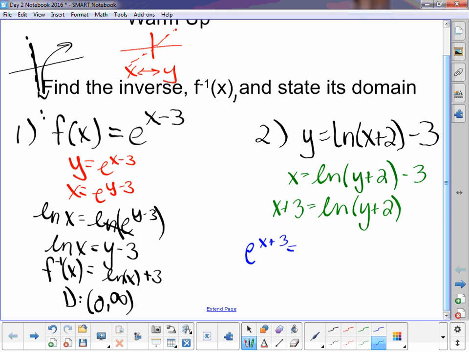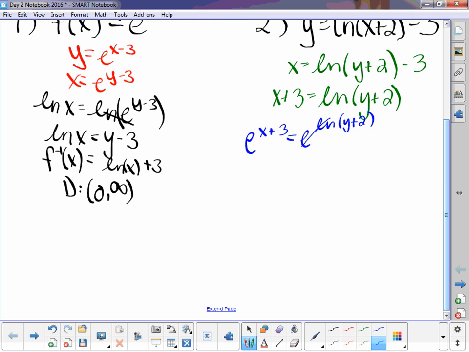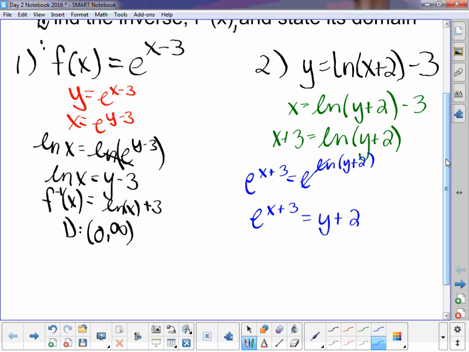I love that word. It makes it sound super fancy. Exponentiate. Once again, e and natural log cancel each other out. They undo each other. So I have e to the x plus 3 equals y plus 2. And then I again want to use proper inverse notation since we start off with f. And I'm going to say f inverse is e to the x plus 3 minus 2. Questions on that?